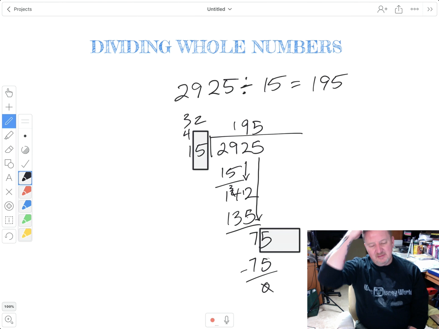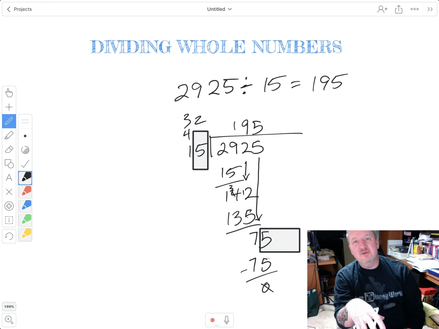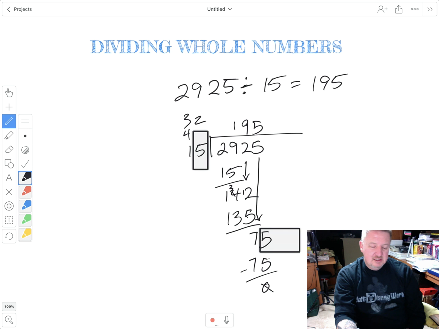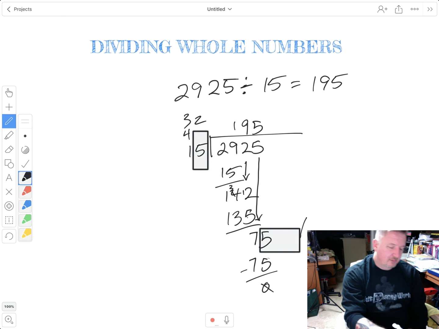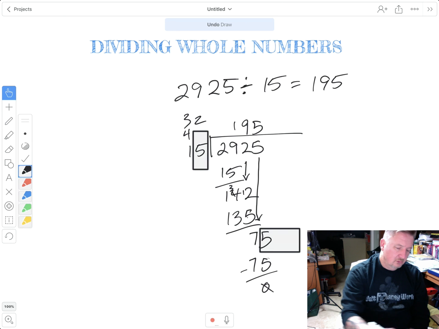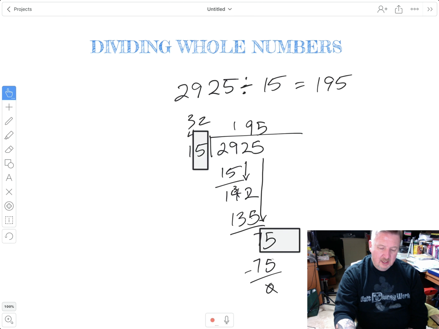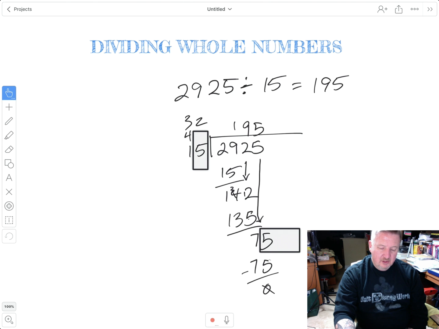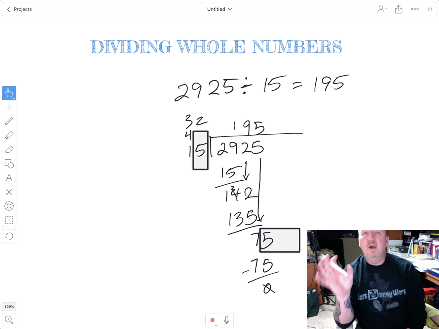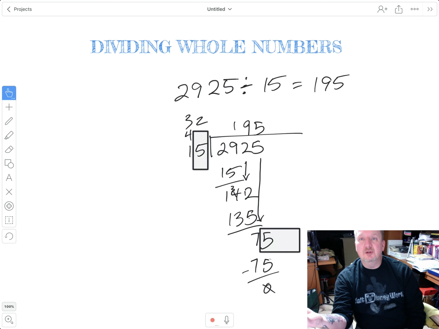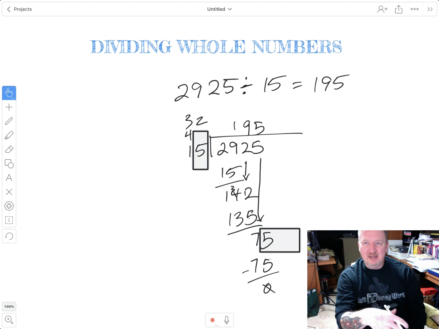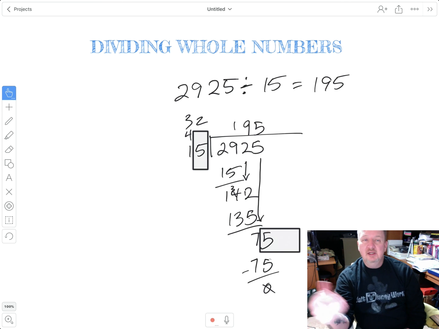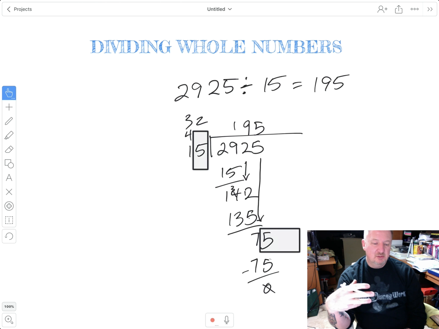Now, this method, like I said, it's not for everybody, but it gives you an idea of what to do. All it is is a way to give you an idea where to start. It's not how to divide it. It's just a place to start. Sometimes the number is going to be too big. Sometimes it's going to be too small.